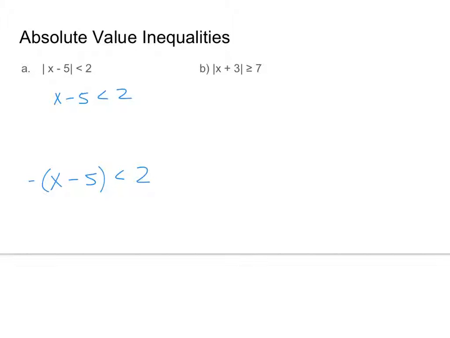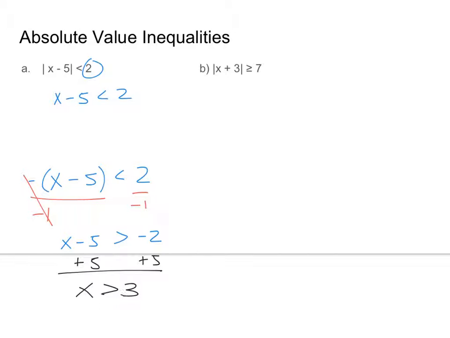So a way to think about it would be, if I take this and just immediately divide by negative 1 on both sides, I'm left with x minus 5, but then my sign flips, and I've got negative 2. So I've got an opposite of my original value, but also opposite sign. As I solve this, I'll solve it like normal. Add 5 to both sides. And so x is greater than 3, but also x is less than 7.